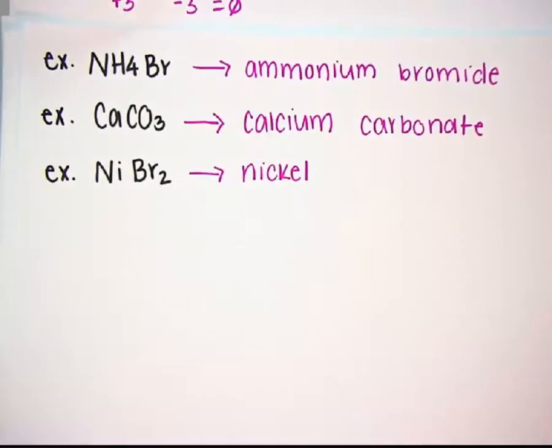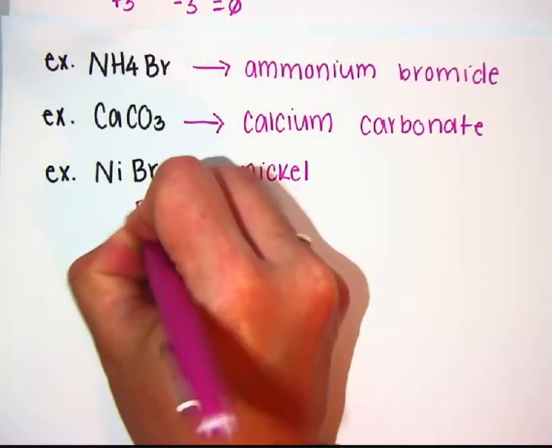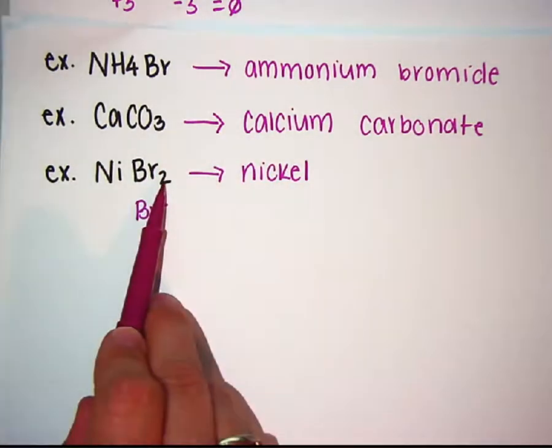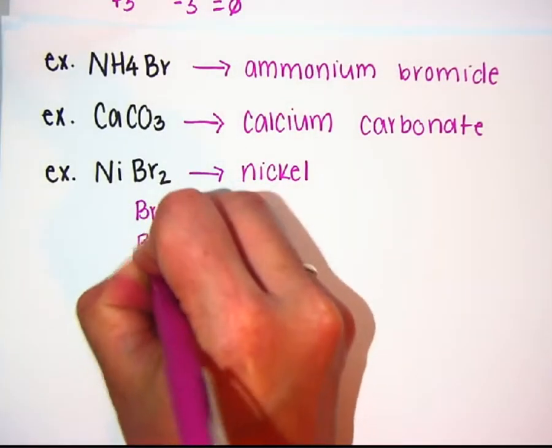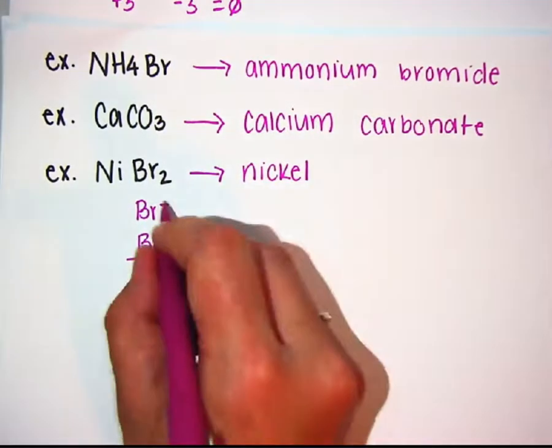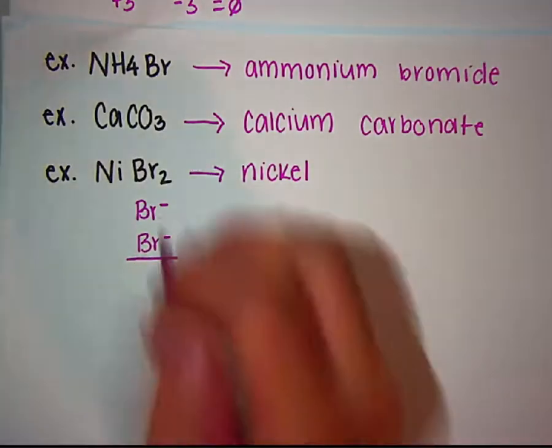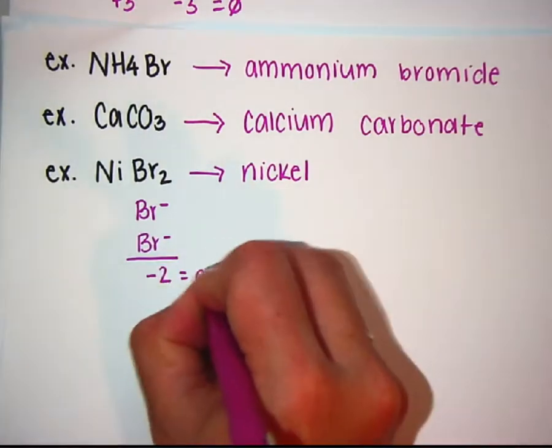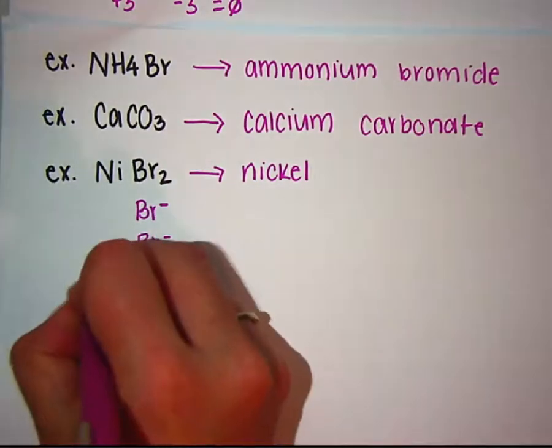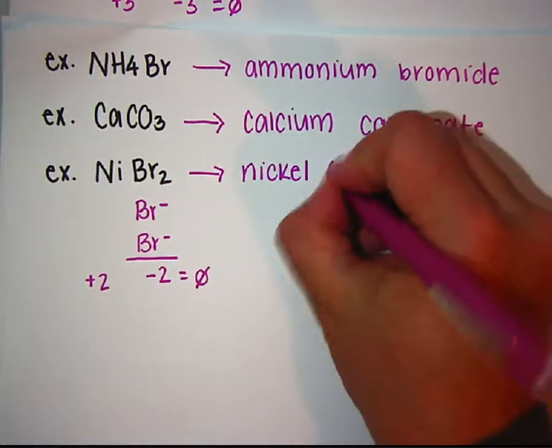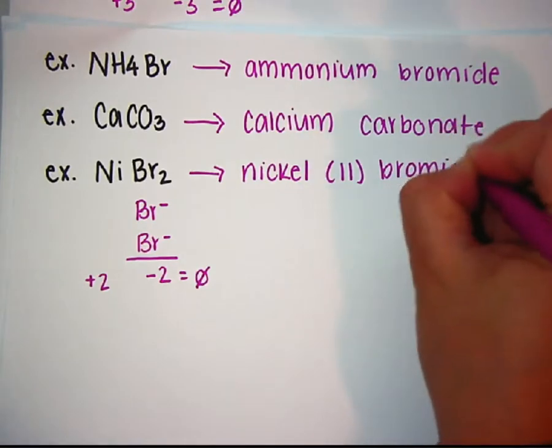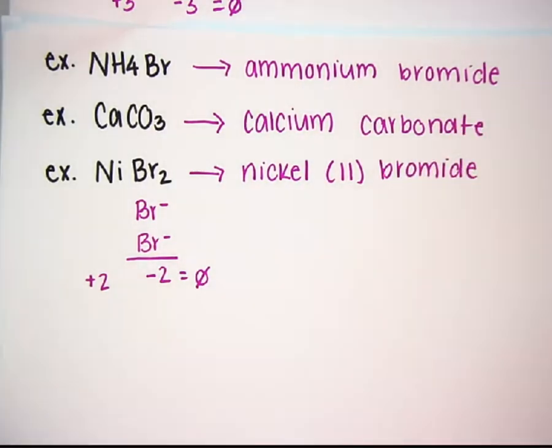If you don't know the charge of the cation, start with the anion. We can look up bromine on our periodic table. It has a charge of -1. There are 2 bromines. If I have 2 bromines, each with a charge of -1, that's like a -2. Ionic compounds are neutral, so nickel would have to be +2. For bromine, we drop the ending and add IDE. This would be nickel 2 bromide.